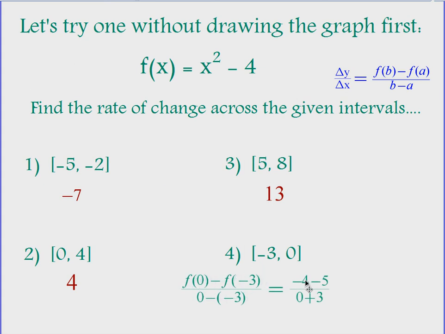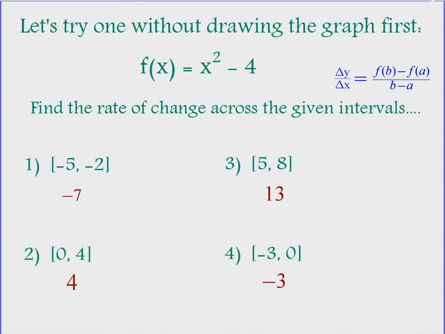F of 0 was negative 4, f of negative 3 was 5, over 0 minus negative 3. When I simplify that, I'm going to get negative 9 over 3, and that's going to reduce to negative 3. Now that I have all 4 rates of change, remember that those are 4 different slopes basically across the exact same function, just based on the different intervals.